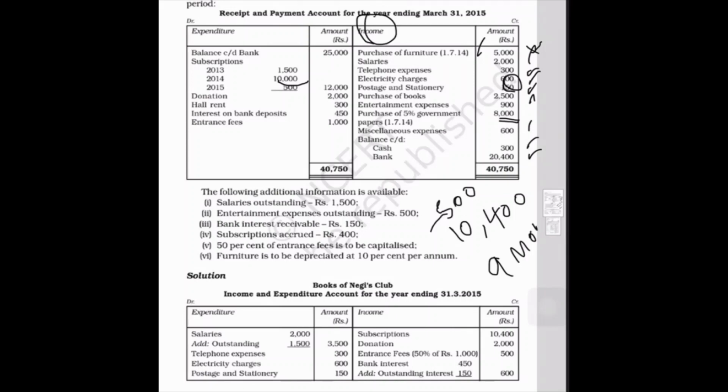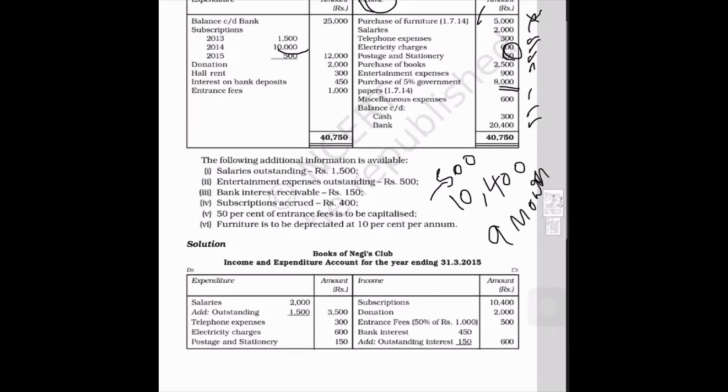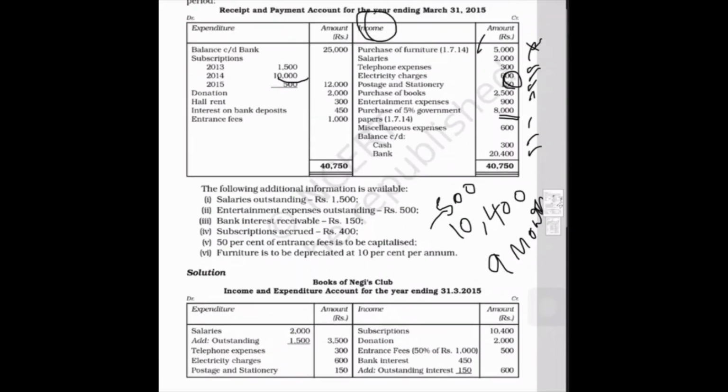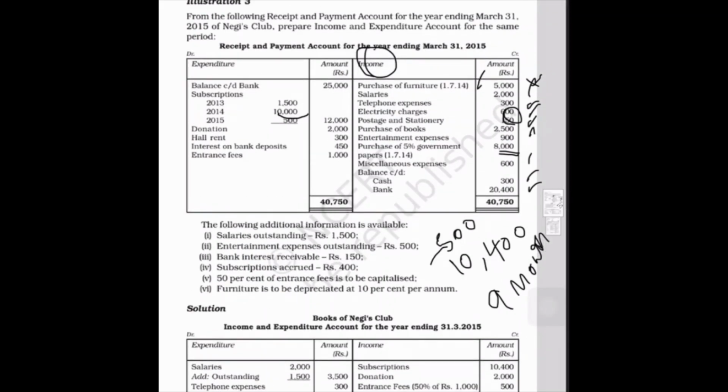So let us prepare the income and expenditure account for the year ending 31st March 2015. Debit side is the expenditure side, income is the credit side. So we will take expenses first. Salaries. Is there any adjustment for salaries? Yes, salary 2,000 rupees. Outstanding salary is 1,500. So total salary will be 3,500. And then telephone expenses 300 rupees. There is no adjustment. So we will take the net figure 300 rupees.